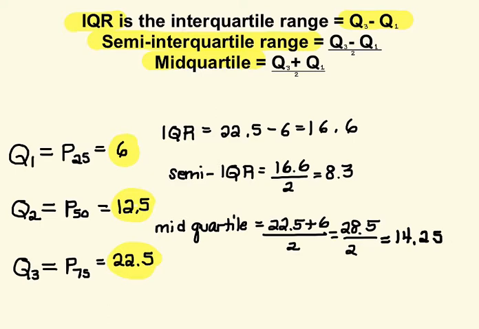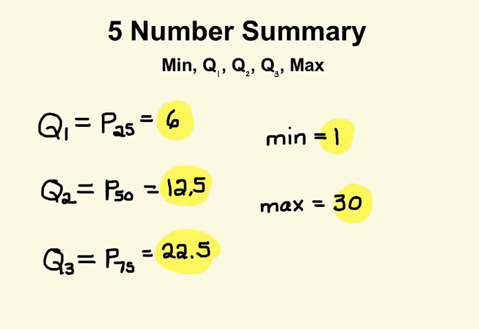So here we have our interquartile range, our semi-interquartile range, and our mid-quartile. All of this data, as well as our minimum and our maximum values, which we have here, are needed to create a box plot. So let me go right to a box plot.